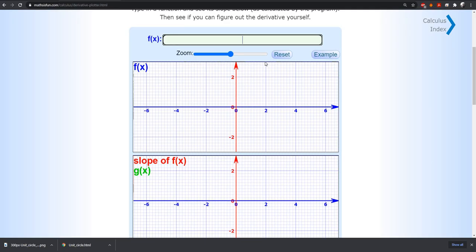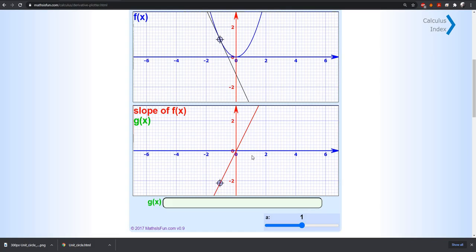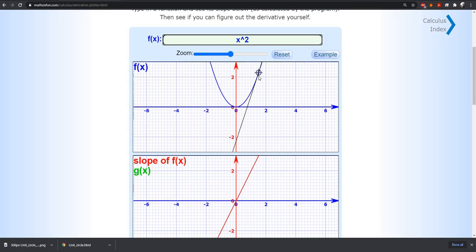Take a look at what happens when I graph x squared. So I have a parabola here that has its vertex at point 0, 0. And take a look at this line here. The derivative function is just 2x. Now, what happens if I do plus 3 or plus 2 so we can see it?